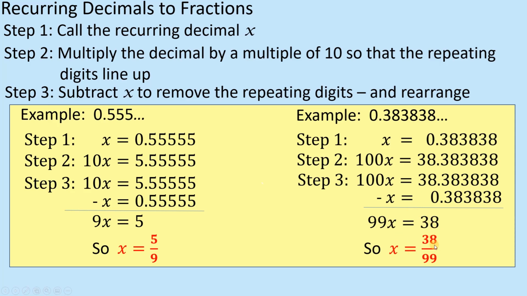So please do practice this one, get yourself online, and make sure you follow this process to the letter. Irrespective of whether or not there's a number here, you times it by a power of 10 with as many zeros as there are recurring digits. So 2 digits recurring, 2 zeros here.